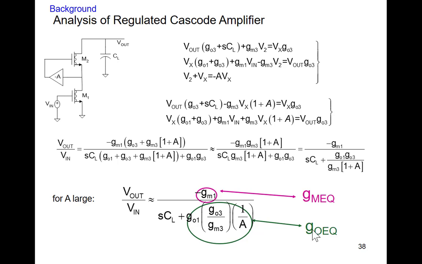And I can immediately read off from this expression what the GM is for the quarter circuit, because the GM always sits in this position. And I can read off what G is for this quarter circuit, because it always sits in this position. So now I have a two-port model for the regulated cascode.